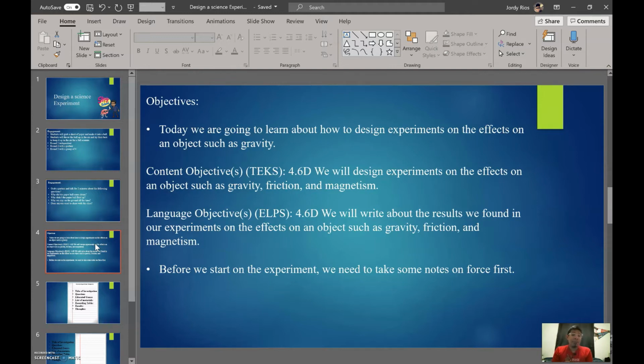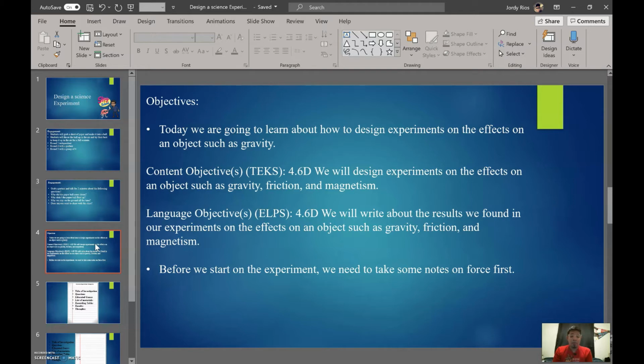Okay, so after that, we're going to dive into our objectives today. Today we are going to learn about how to design experiments on the effects on an object such as gravity. Our content objective for today is 4.6D. We will design experiments on the effects on an object such as gravity, friction, and magnetism. But for today, we are just doing gravity.